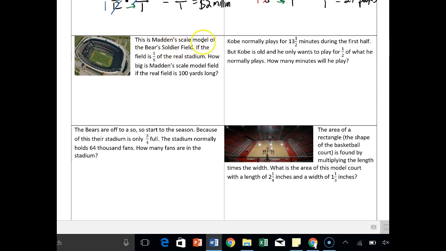So this is Madden's scale model of the Bears Soldier Field. It's not the actual Soldier Field. It's just their digital scale model. If the field on the model is 1/5 of the real field, how big is Madden's scale model field if the real field is 100 yards? So normally this thing's 100 yards long, right? But if we're saying that that's 1/5 of 100 yards in the video game, how big is it? So 1/5 of 100.